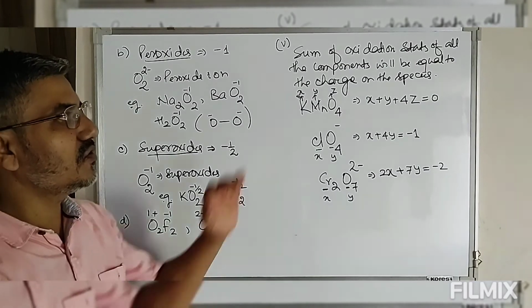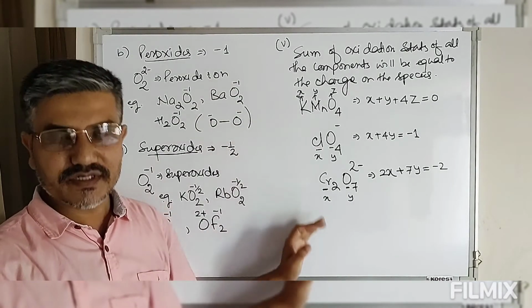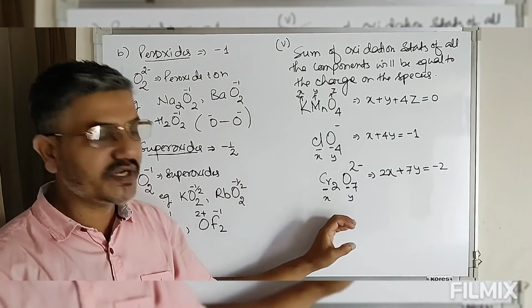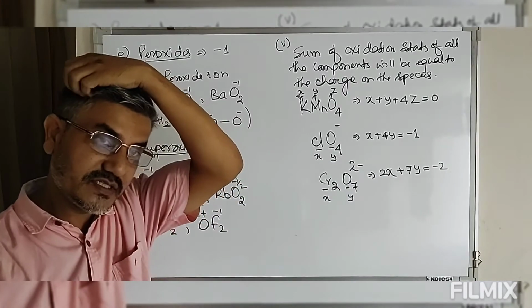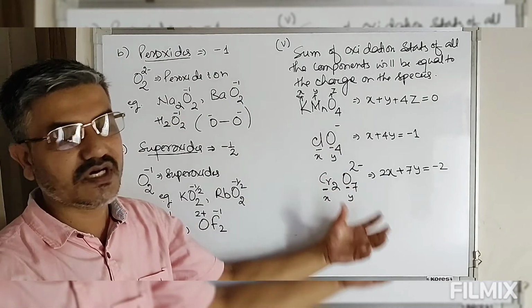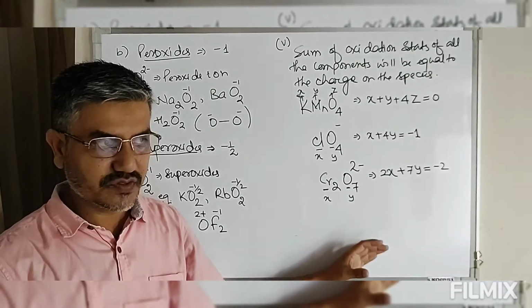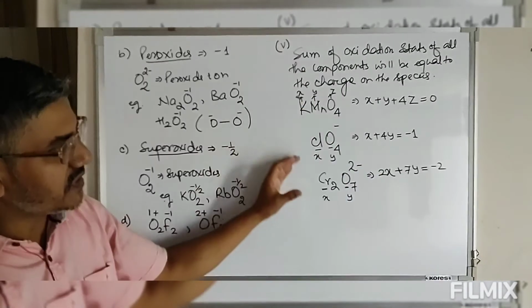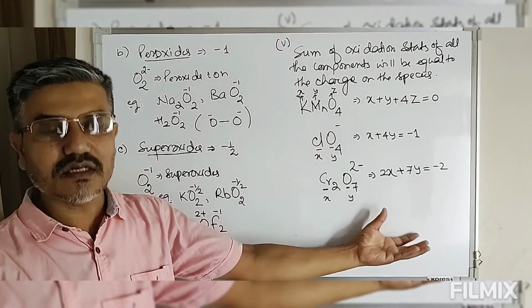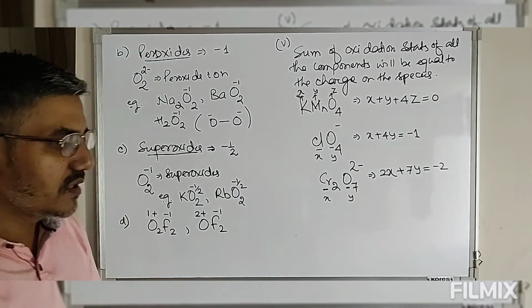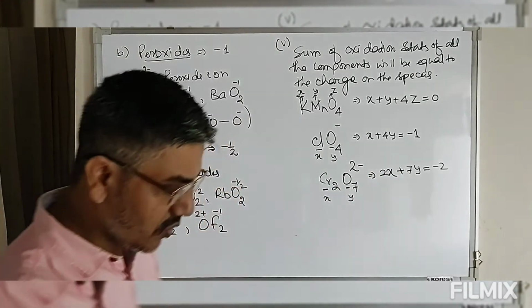So the summation of the oxidation states of all the components present in a particular species is always equal to the total charge carried by the species. By use of this, we can easily define the oxidation state of some unknown species.